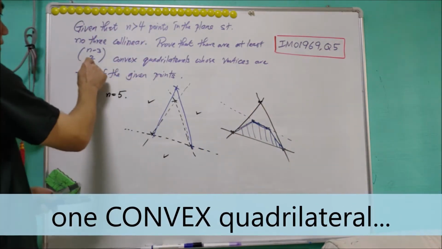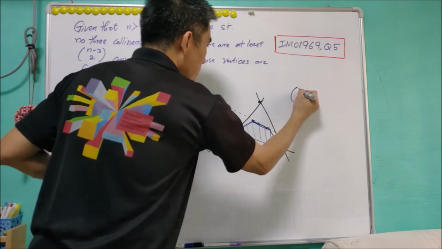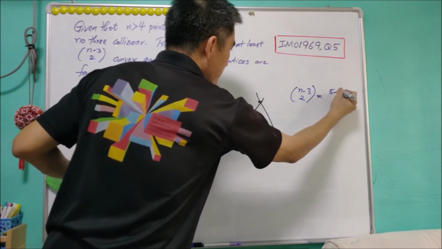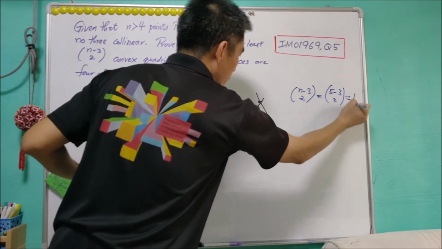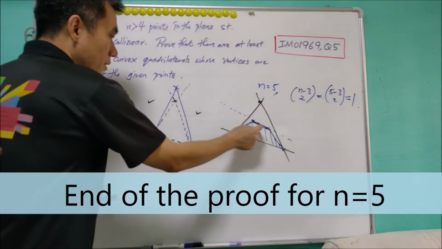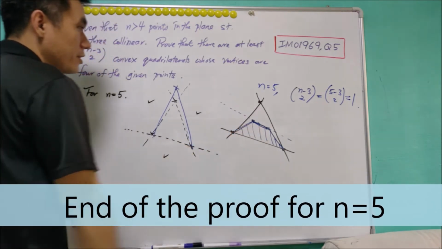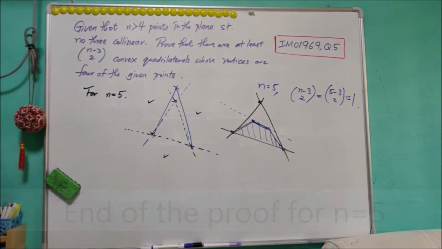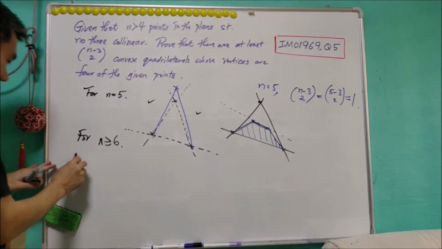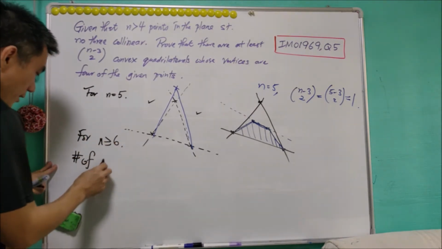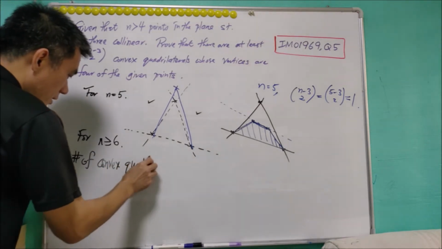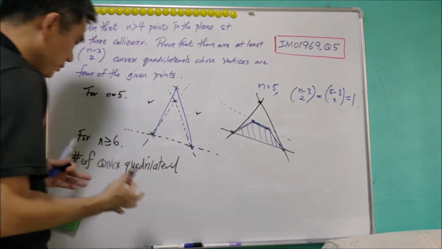And if n equals 5, (n-3 choose 2) equals (5-3 choose 2), which is equal to 1. So once we have a convex quadrilateral, we are done. For n greater than or equal to 6, we'll consider the number of convex quadrilaterals. And how to consider that?